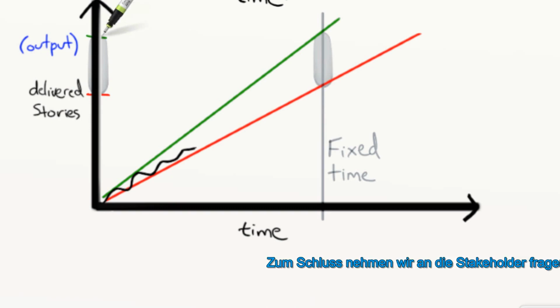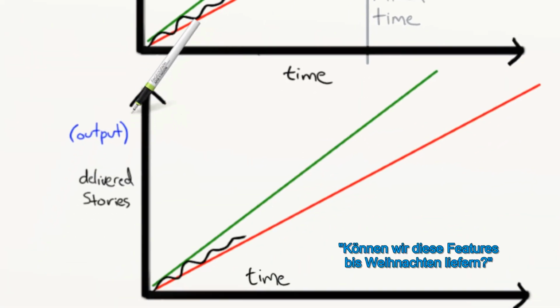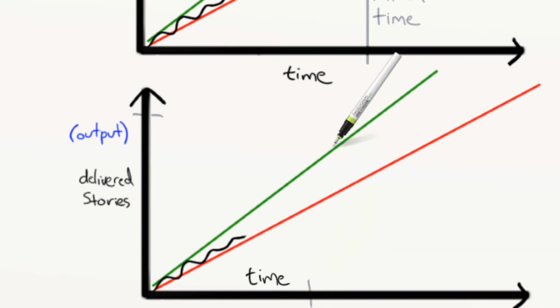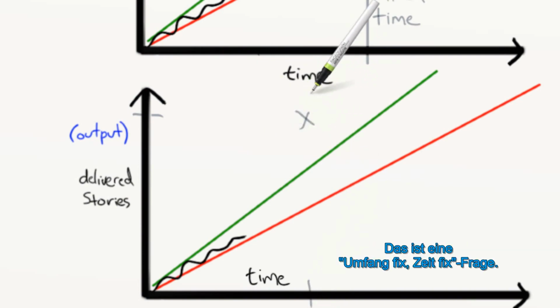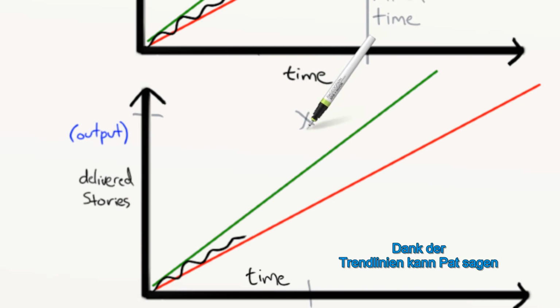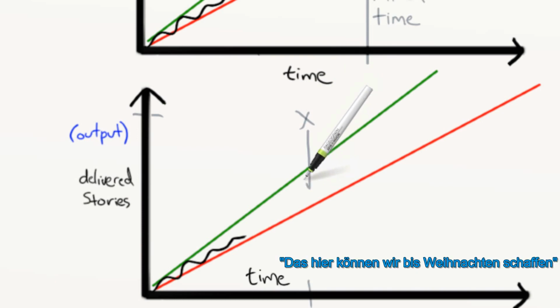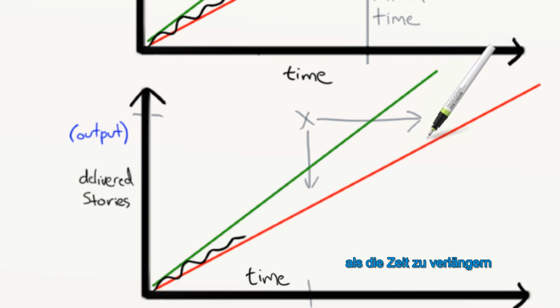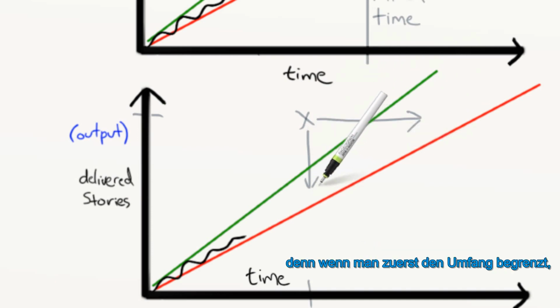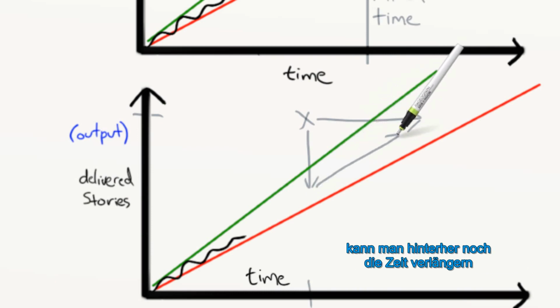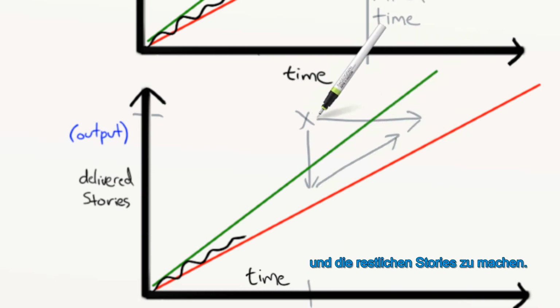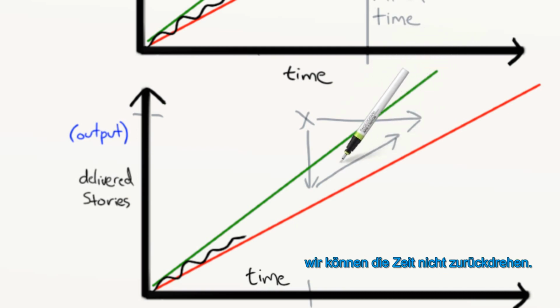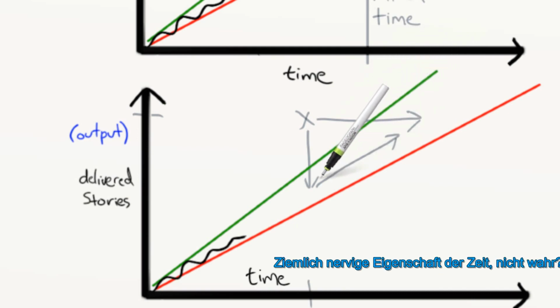And finally, suppose the stakeholders say, can we get these features by Christmas? Now that's a fixed time, fixed scope question. Looking at trend lines, Pat says, nope, sorry, ain't gonna happen. Followed by, here's how much we can get done by Christmas, or here's how much more time we would need to get everything done. It's generally better to reduce scope than to extend time, because if we reduce scope first, we still have the option to extend the time later and add the rest of the stories. Vice versa doesn't work, because darn it, we can't turn the clock backwards. Time is rather annoying that way, isn't it?